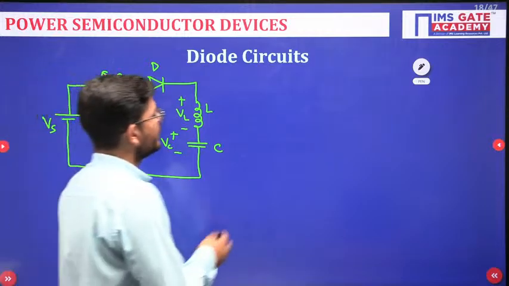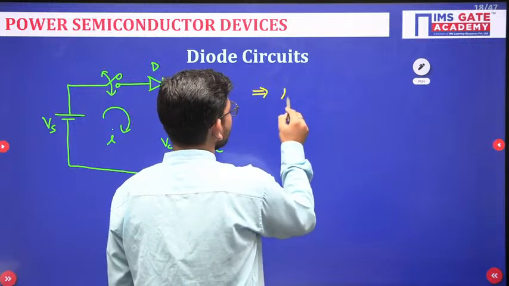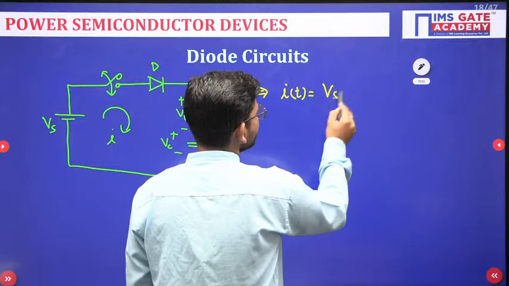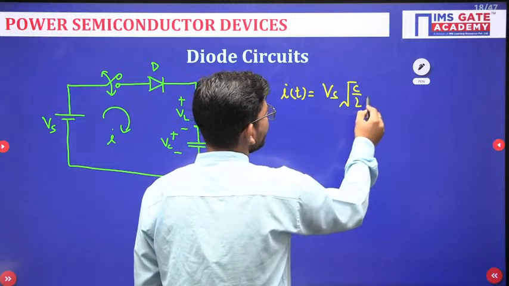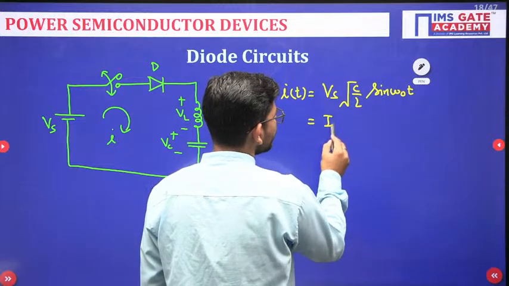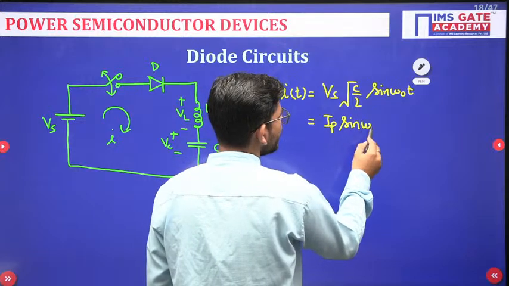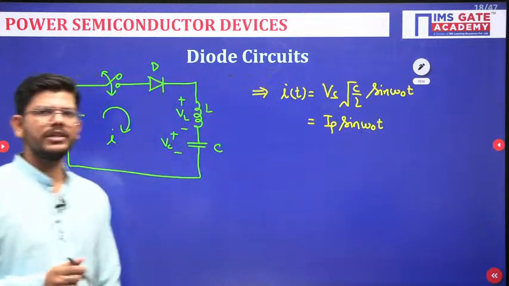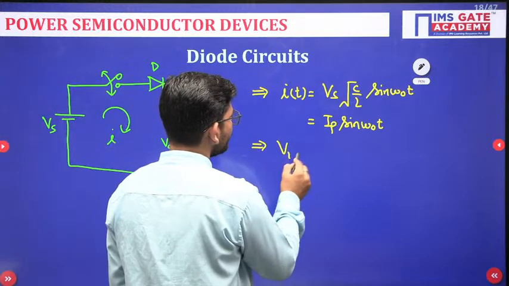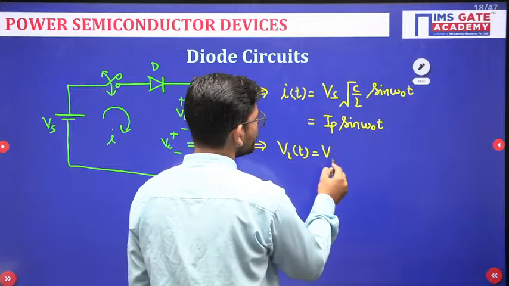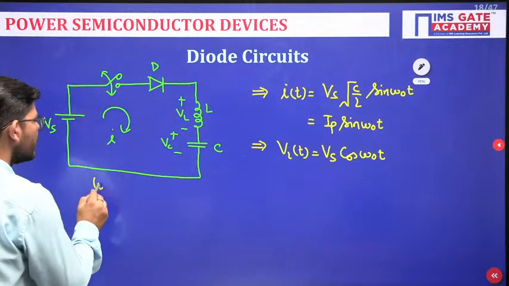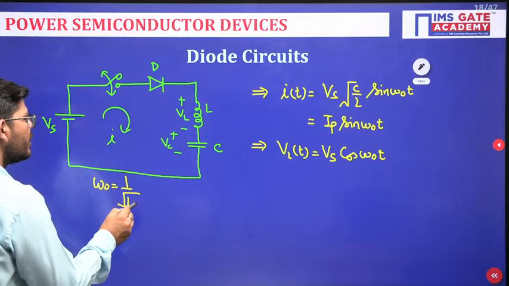So if we have this circuit, what will be the current? The current in this circuit is basically given by Vs times square root of C by L, times sine omega naught t, or sometimes this is also written as Ip sine omega naught t. Ip is the peak current, Vs root C by L. This current is varying sinusoidally. Similarly, if we have to calculate VL(t), that will be equal to Vs cos omega naught t. What is omega naught? Omega naught is 1 upon square root of LC.